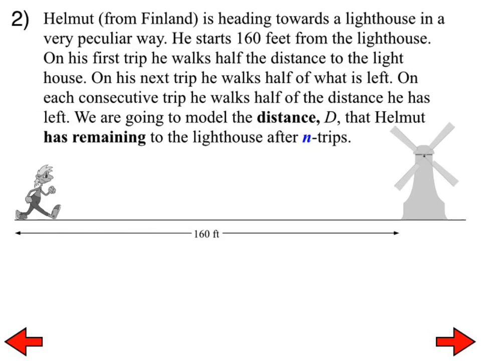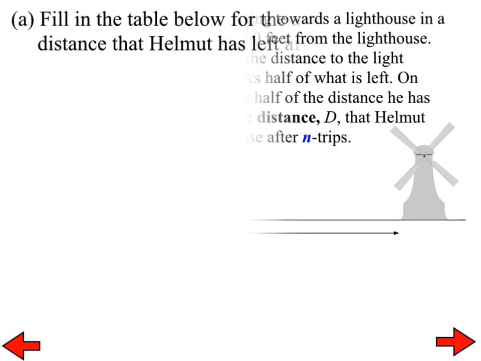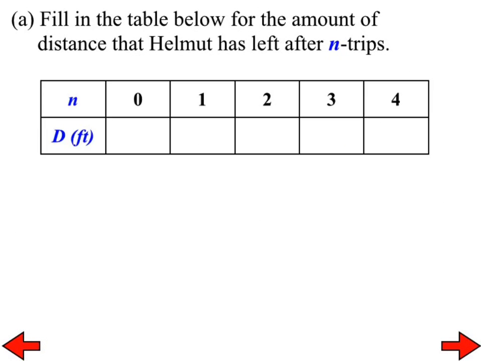We're going to model the distance d that Helmut has remaining to the lighthouse after n trips. So basically, we're doing the same thing we did in the previous problem. We're going to set up a table and try to come up with a formula and so on. So let's go to part A. We're going to start with a table that looks like this.